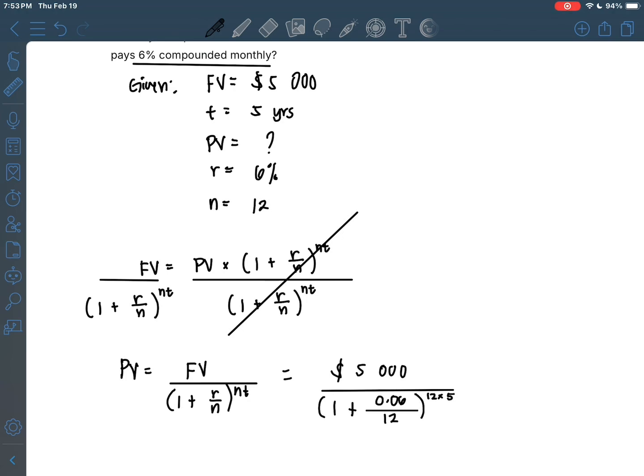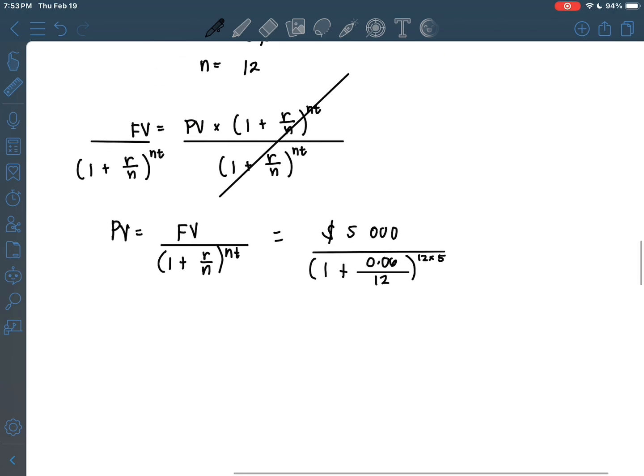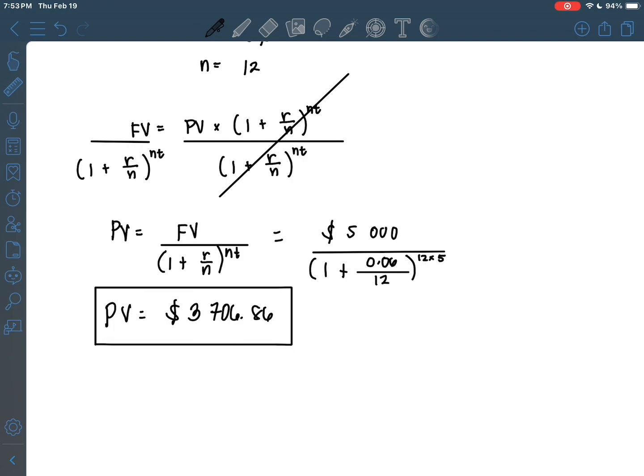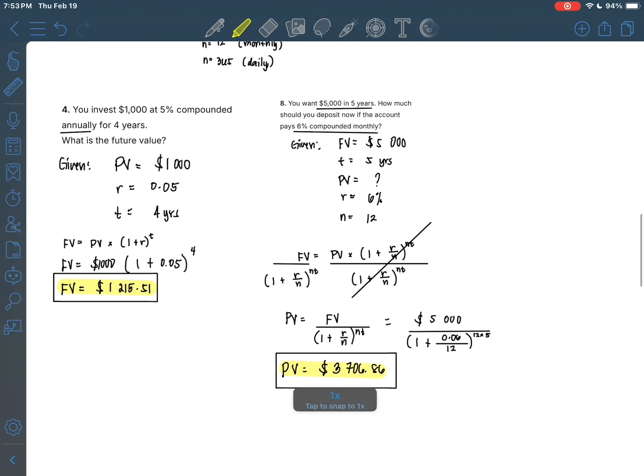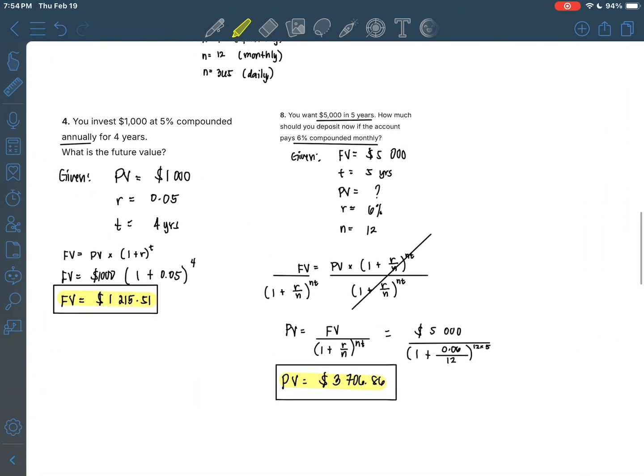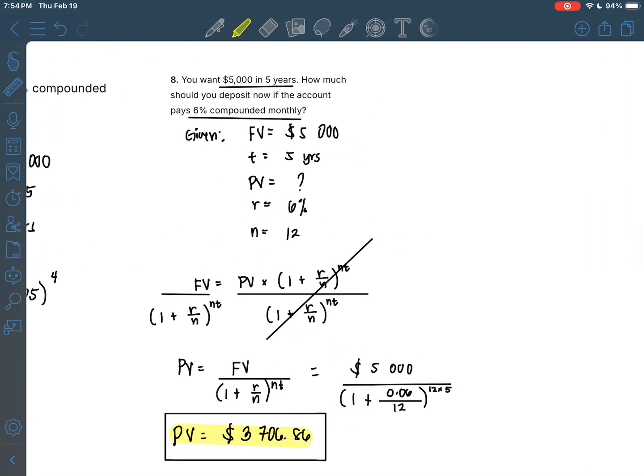Okay, so the PV will then be $3,706.86. So this should be the amount of money that you should deposit in order for you to have the $5,000. Okay, I just hope you learned something today, and good luck on your exam.